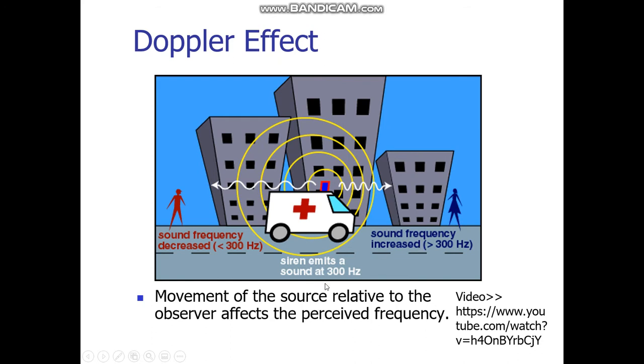Let's say this ambulance emitted sound at 300 hertz. The person in front would hear a frequency higher than 300 hertz, 350, 400, whatever. The person behind would hear a lower frequency. Right, so movement of the source relative to the observer affects the perceived frequency. Obviously, if the observer was running towards the ambulance, the same thing would happen. So it's relative motion. The source doesn't have to be moving. If either of the observers were moving, they would have the same effect.